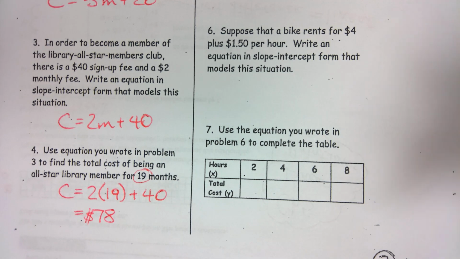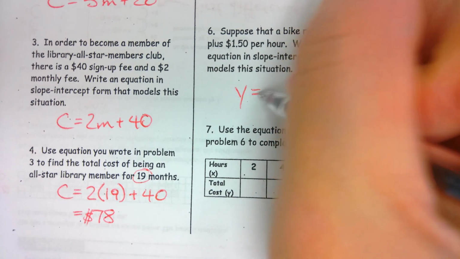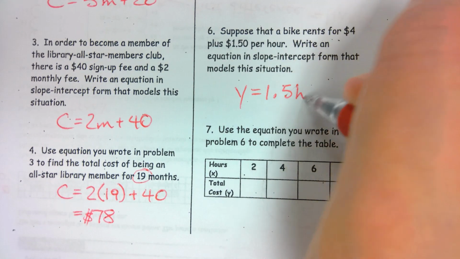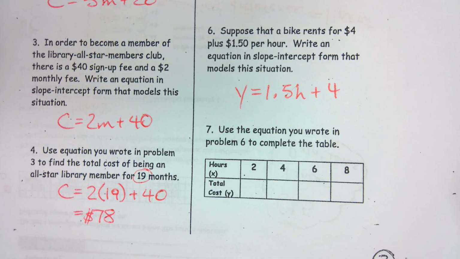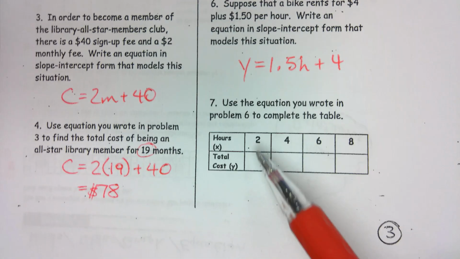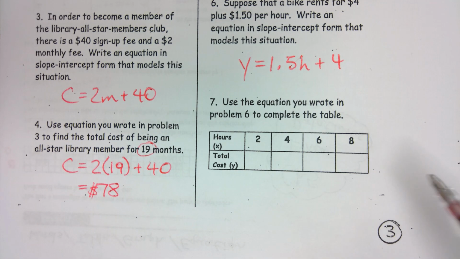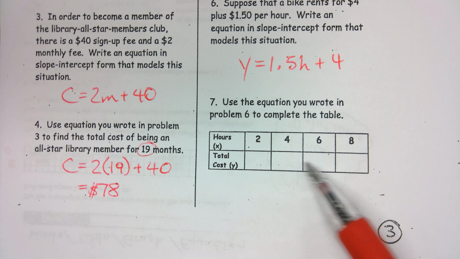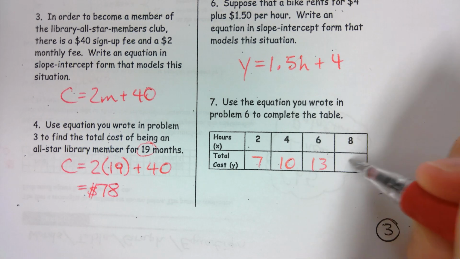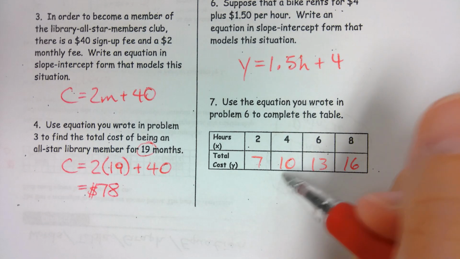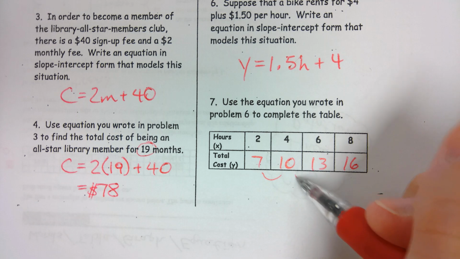Y equals 1.5h plus 4. Okay, what does y represent? Cost. Okay, sure. And then here, let's say, Ryan, can you tell me what should go in the box? 7 and 13, 16. Good. Okay. So in this case, what's your first difference?